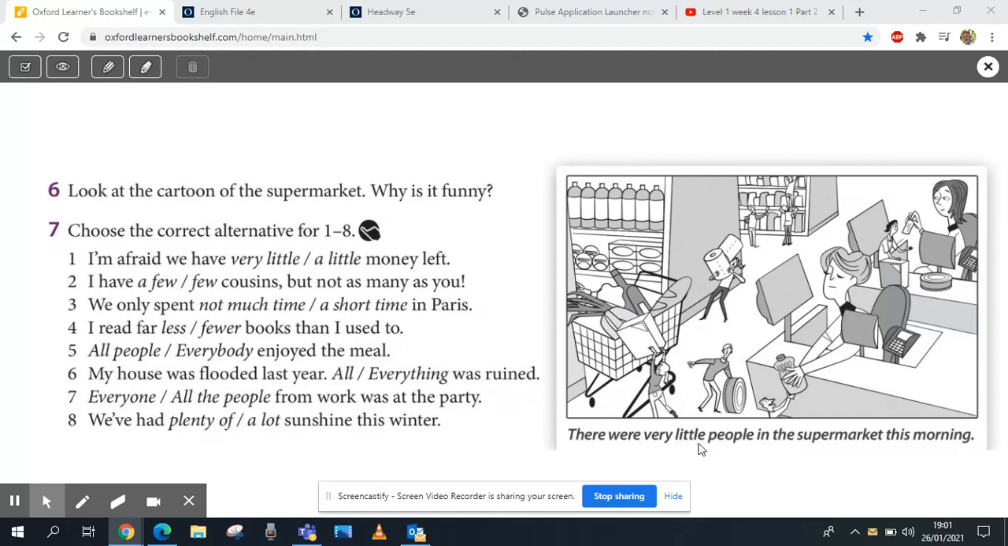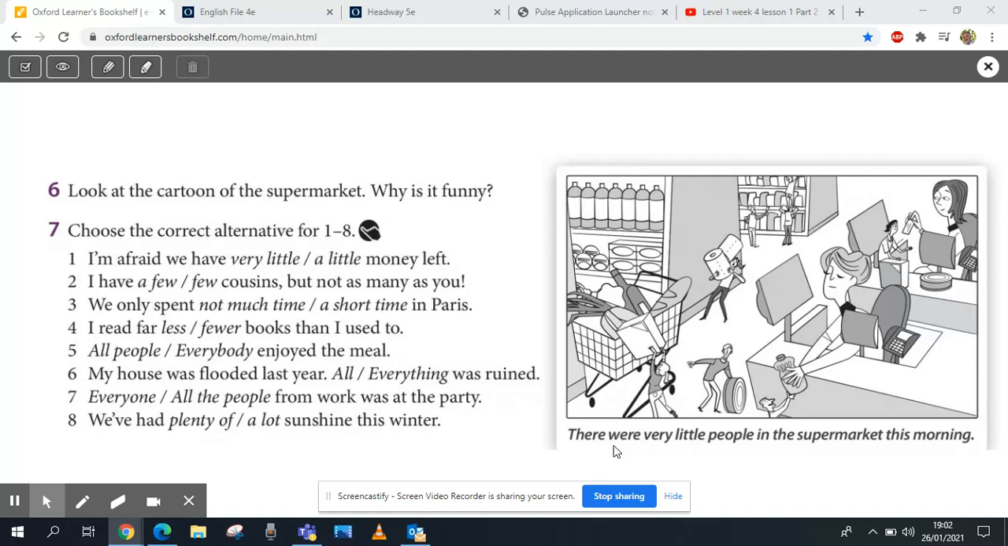It should be there were very few people in the supermarket this morning, and very few just means not many, and very little means not much. As you know, we can say many people, but what can we say? Not much information, all of those uncountable things. There's not much traffic outside. There's very little traffic outside. There aren't many cars outside. There are very few cars outside.